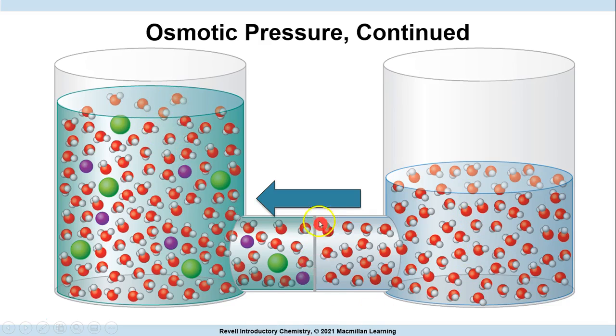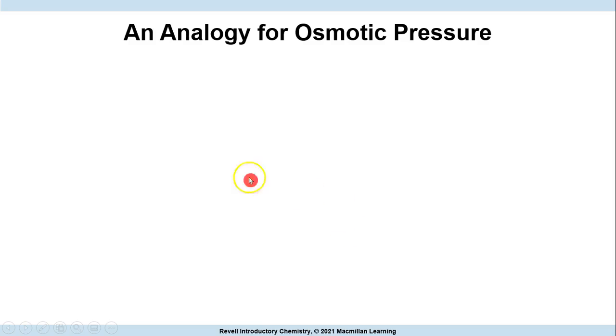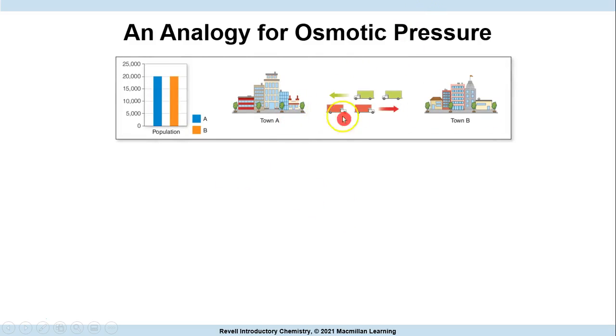So this membrane here is semi-permeable. It allows only the passage of water. Now, what is the analogy of osmotic pressure? Let's say there are two towns, okay? We have two cities, town A and town B, and town A provides the same employment as town B. So they have the same population and they provide the same employment.